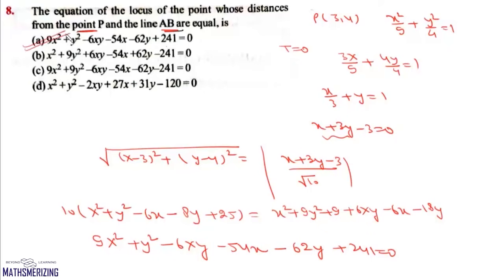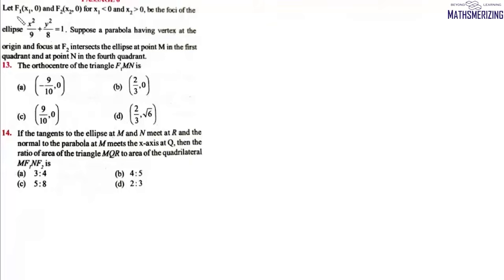Now here the question is, let f1 and f2 be the foci of this ellipse x square upon 9 plus y square upon 8 equals to 1. So we'll find its eccentricity. So we know that b square is a square into 1 minus e square. So we'll get the value of e as 1/3. So foci of this ellipse, they'll be plus minus ae comma 0. So we'll be at plus minus 1 comma 0.